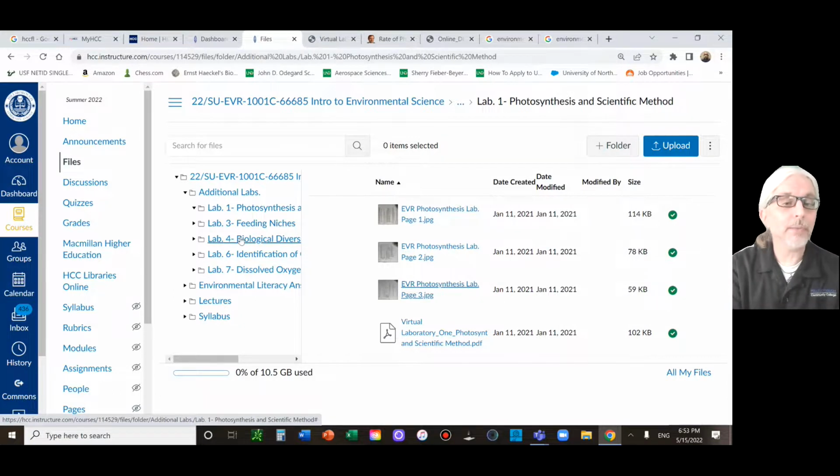Lab 3 needed it. Lab 4 needed it. Lab 6 needed it. Lab 7 needed it. Now, I'll show you in the tentative schedule, a couple of the labs say handout, meaning they're not found in the lab manual. That's going to be things like your feeding niches and identification of rocks. So let's look at that one.